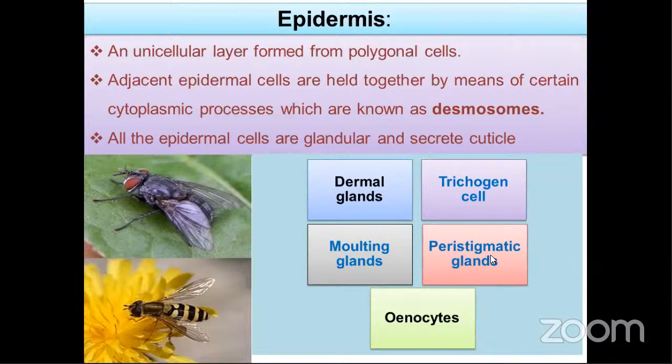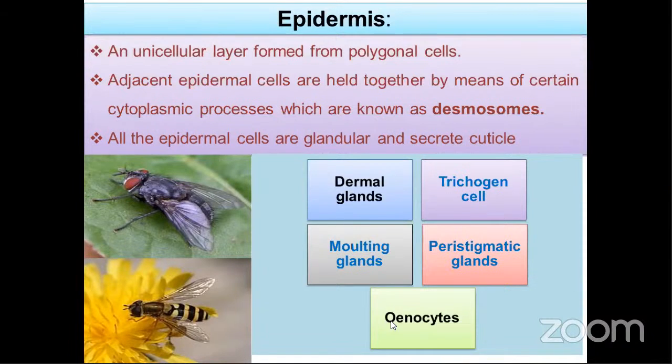In the respiratory system, there are 10 pairs of spiracles for respiration. In dipteran larva, these spiracles contain peristigmatic glands. Another one, the fifth one, oenocytes. They can produce the lipoproteins, which are deposited by epidermal cells to form a protein epicuticle.